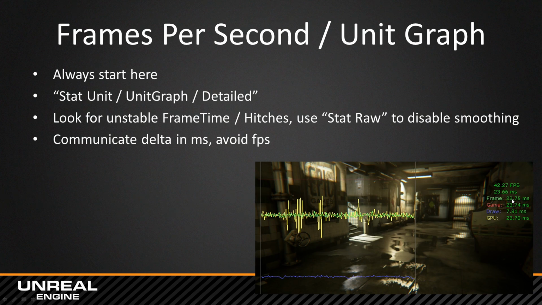That's a good number if you want to reach 30 frames per second, because then you have about 33 milliseconds. So we're below 33 milliseconds. That's good. And I'll show you in a second how to read those numbers better. But stick to milliseconds. Milliseconds are always good for communication, because saying it's 2 milliseconds faster is much more useful than saying it's 2 frames per second faster.